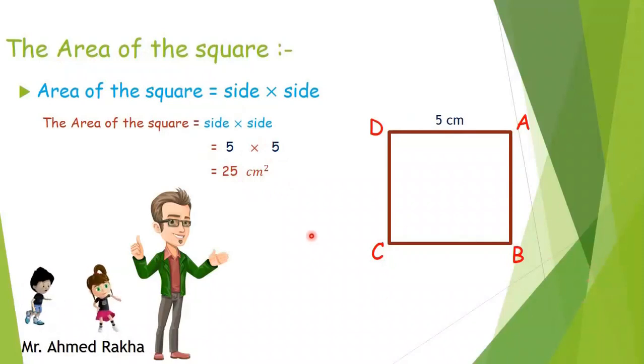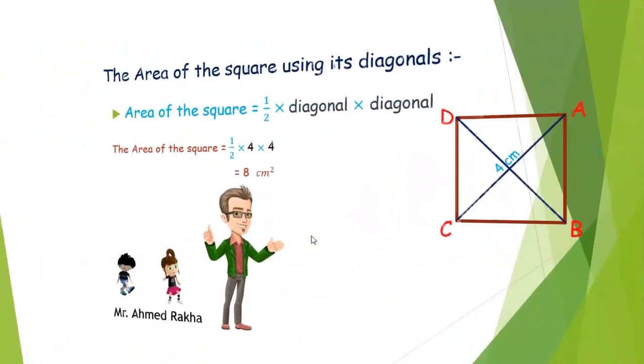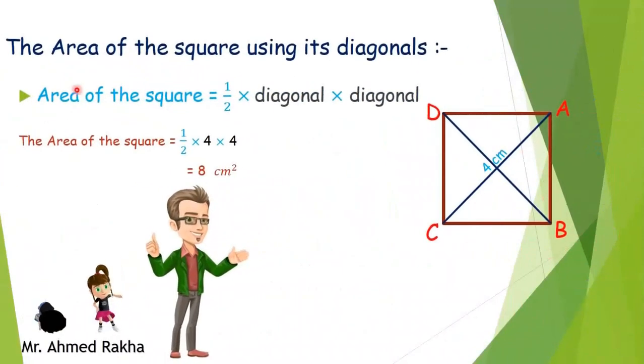Of course we have another way to calculate the area of the square, using its diagonals. What about this rule here? The area of the square equals half multiplied by diagonal multiplied by diagonal, or diagonal by itself, because as we said before, the length of each diagonal equals the other. If this diagonal AC is 4, so this diagonal BD is 4.